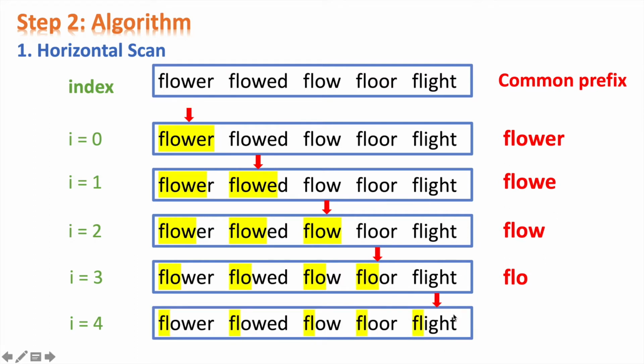Finally, I is 4, we come to flight. Compared to flight, we get the final longest common prefix, FL. This algorithm, we call it horizontal scan.